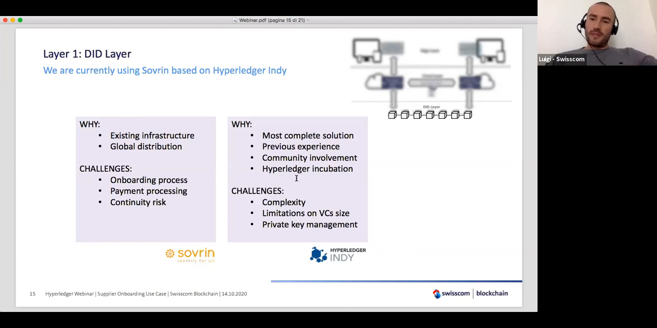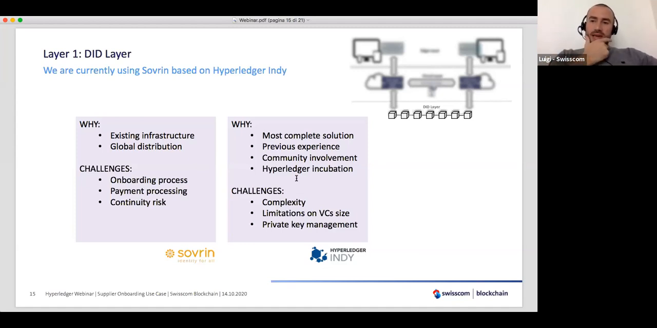Secondly, we already had a previous experience using this particular tool. And also, because of the generic involvement of Swisscom with Hyperledger, we were already aware of how the open source community interacts within the Hyperledger framework. So for us, it was easy to start dealing with another tool, not just Hyperledger Fabric, which was our first topic when we joined Hyperledger.